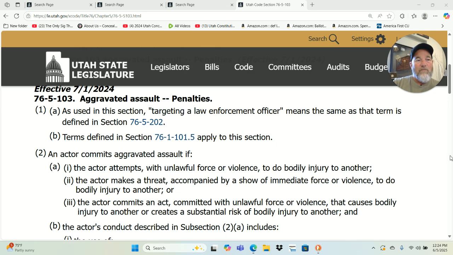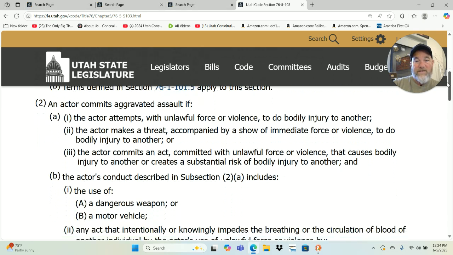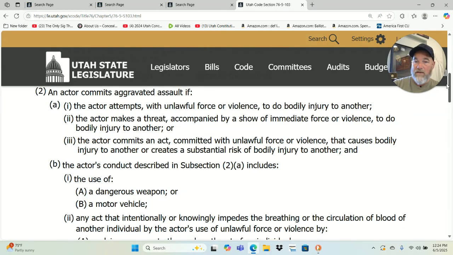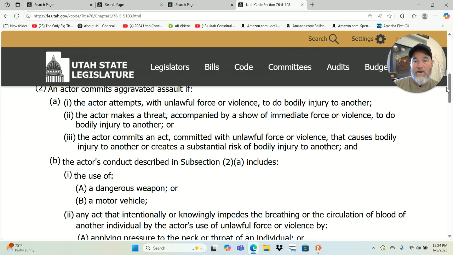Aggravated assault. When we talked about defensive persons, aggravated assault was in the category of the forcible felonies. If you notice here, aggravated assault has very similar elements to basic assault, right? It's shown right here. The actor attempts with unlawful force to do bodily injury, or they make a threat accompanied by a show of immediate force to do bodily injury, which is different.